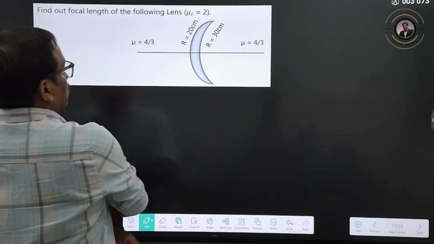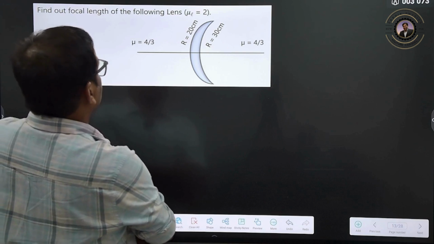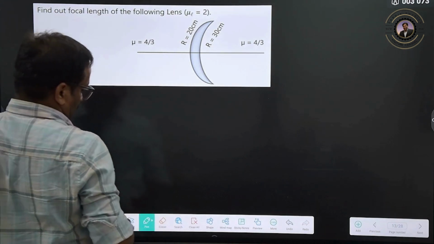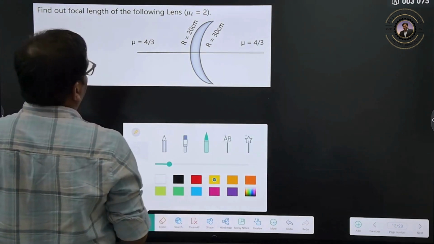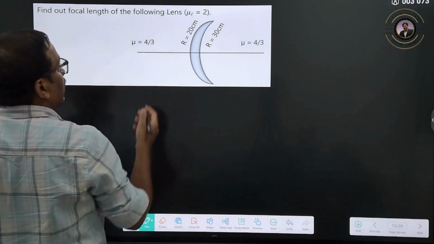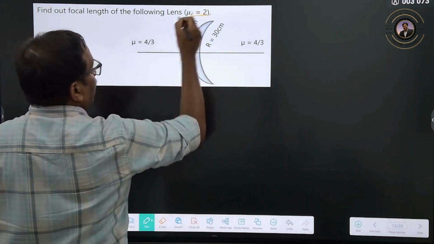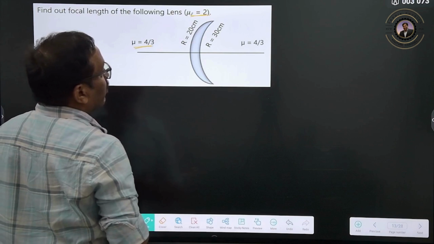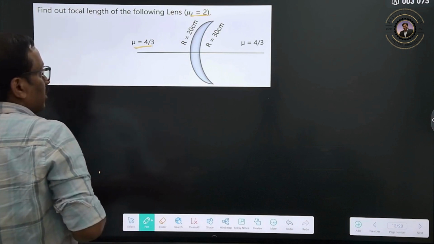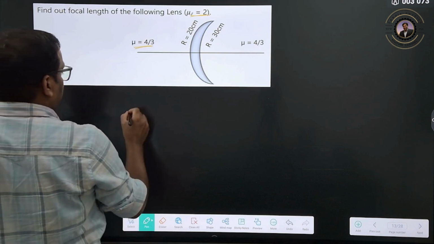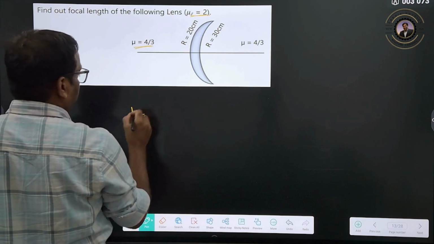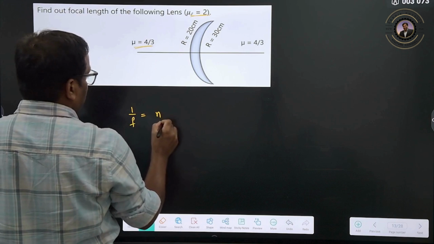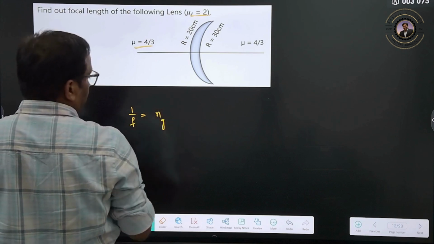So convex, right, concave like that, no? So therefore this is one different type of one. Therefore we can see the refractive index of the lens is 2, but this side it is 4 by 3. Clear? So not 1. So that means you can write 1 by f will be equal to the refractive index of the glass with respect to the medium.